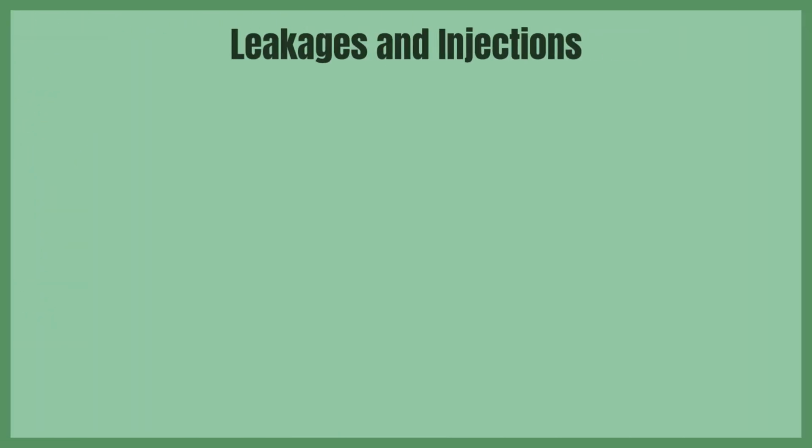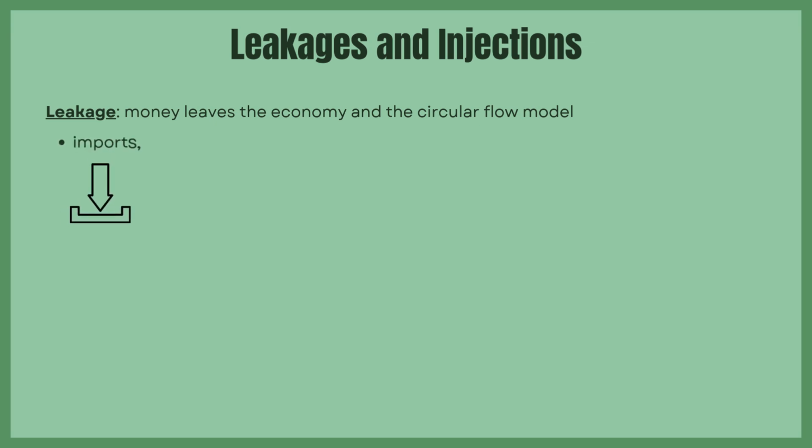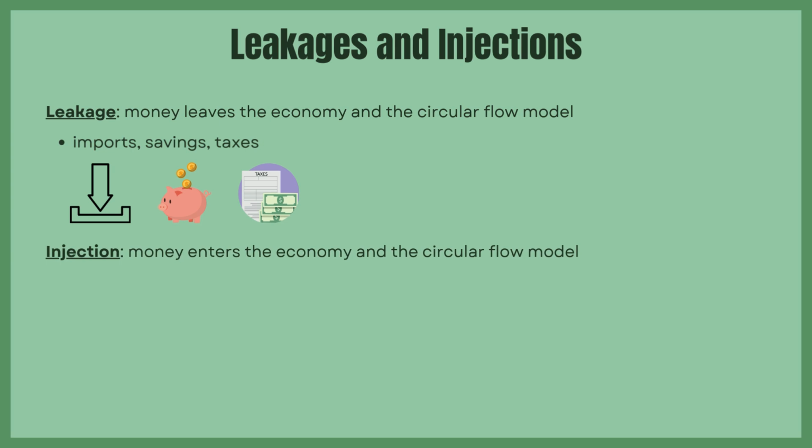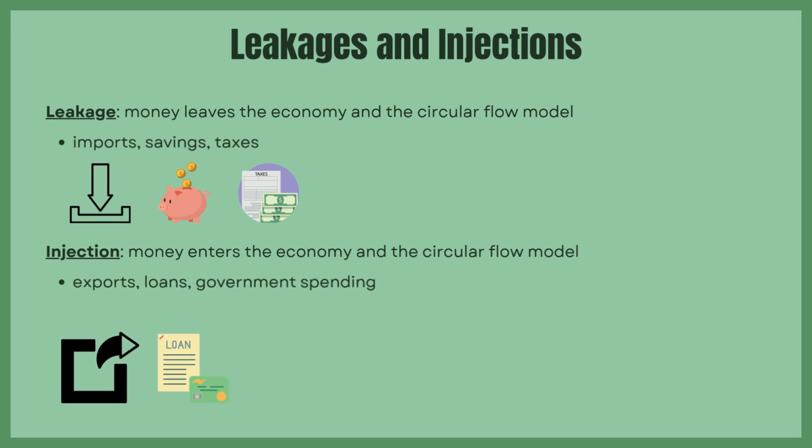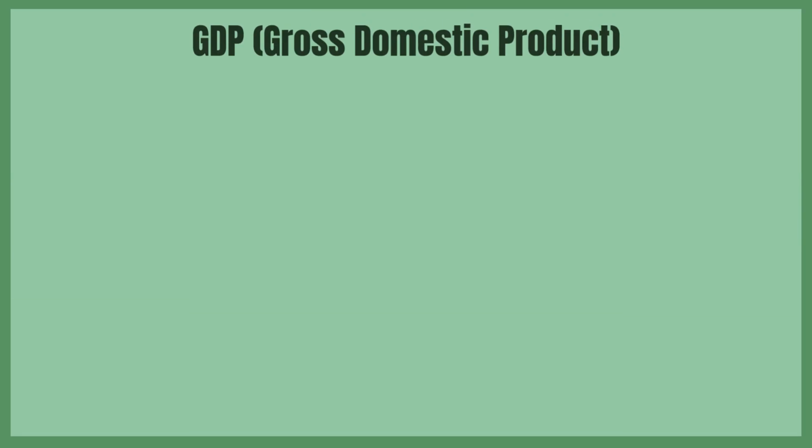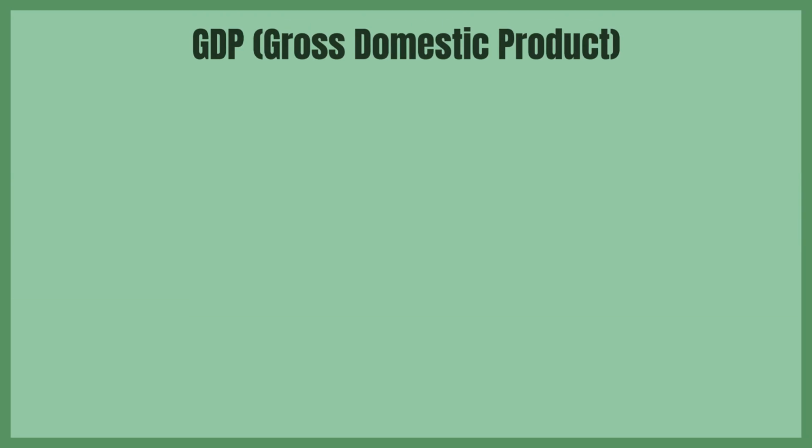There are ways money can leave or enter the circular flow model. A leakage from the circular flow model occurs any time money leaves the economy. If you import a foreign-made product, save your money, or pay taxes, it is no longer part of the circular flow. An injection occurs any time money enters the economy. If citizens in other countries purchase U.S. exported goods, businesses borrow and spend loans from banks, or the government buys resources or goods from the markets, the money flow increases. Now let's move on to GDP.